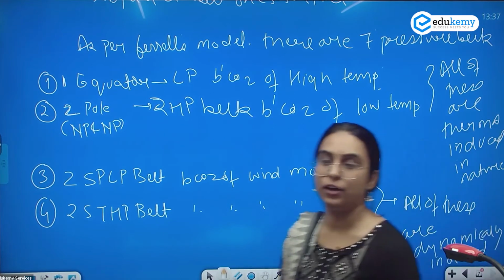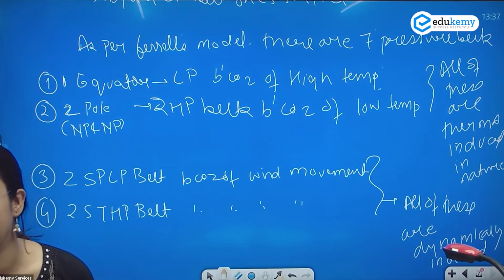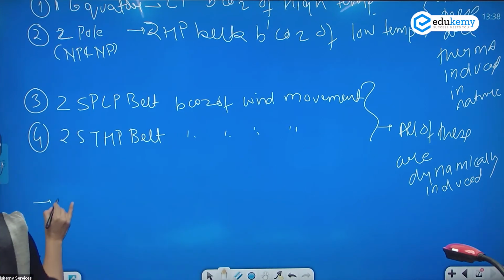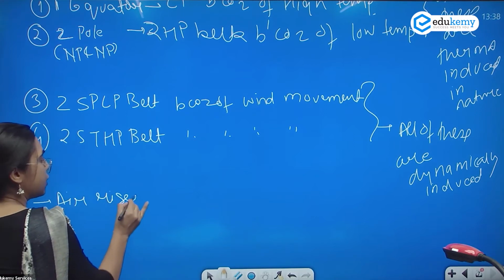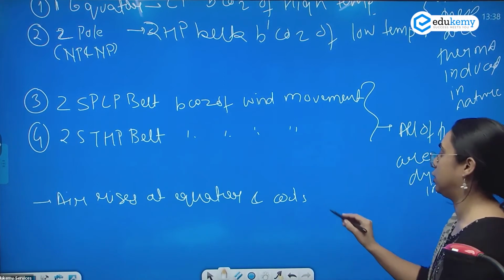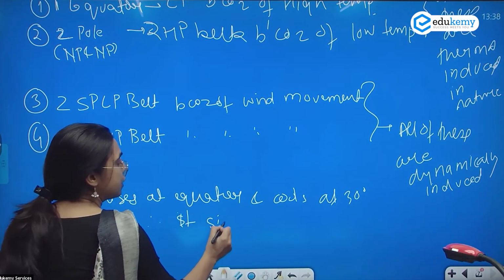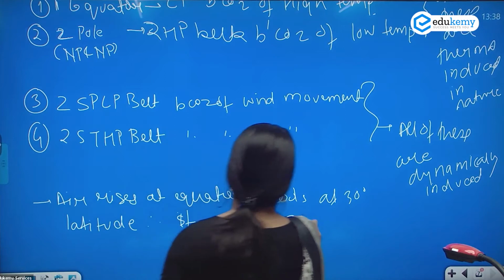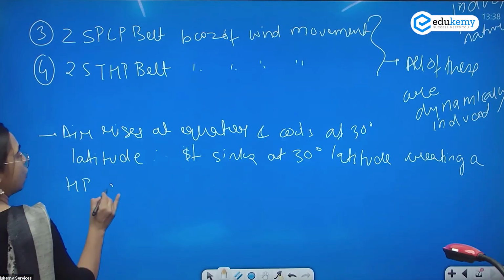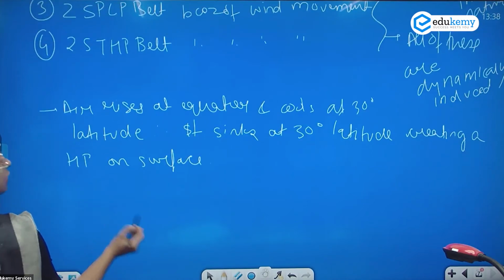They are dynamically induced. High pressure bhi kyun ban raha hai? Because wind thandi ho gayi aur gir gayi. Movement of wind ke karan hi, right? It's not because of sun's influence. Then, the air rises at the equator and cools at 30-degree latitude, and therefore it sinks at 30-degree latitude, creating a high pressure on the surface.